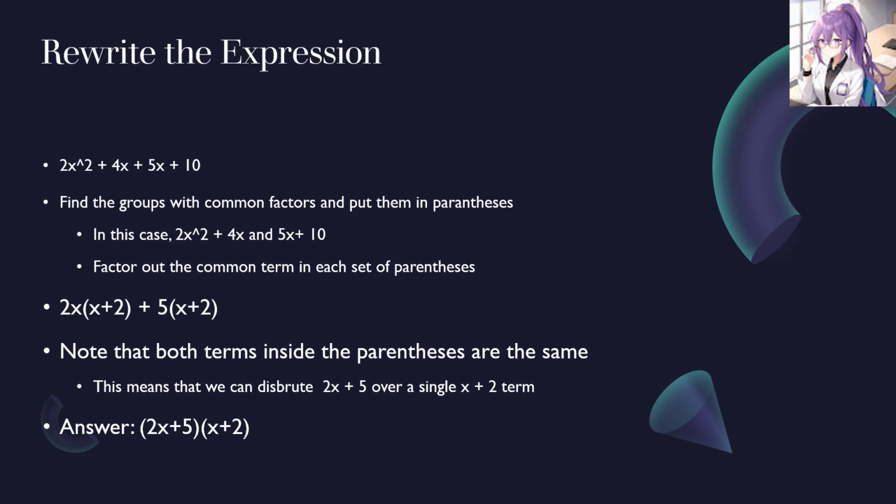We're going to remove the x plus 2, put it into a single parenthesis, and then we're going to put 2x plus 5 into the parentheses, and we may have our answer. As always, I would like you to pause the video and try to work out my answer to see if I'm correct.